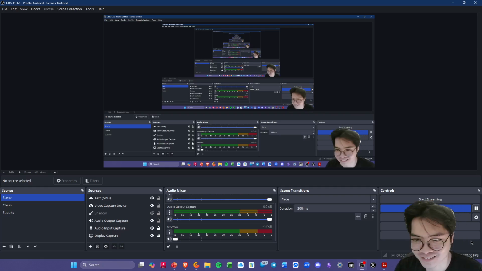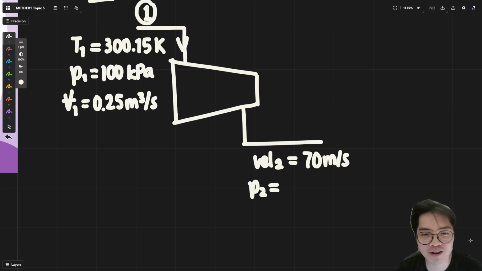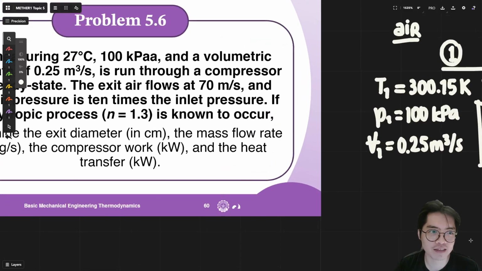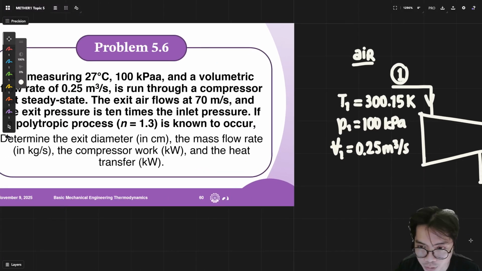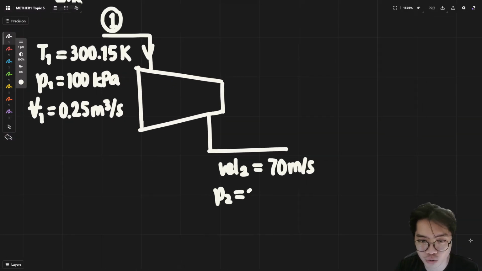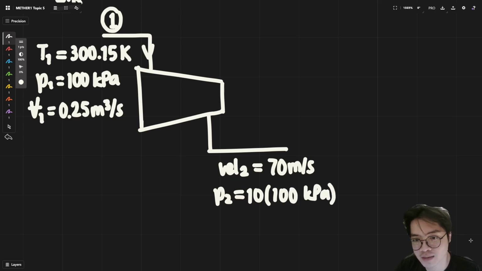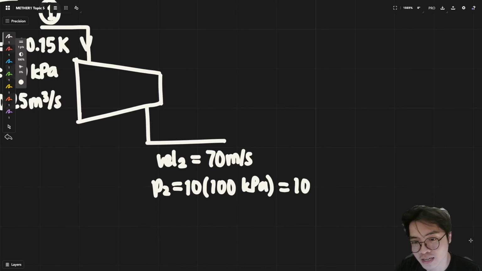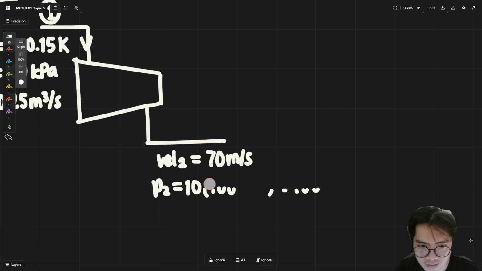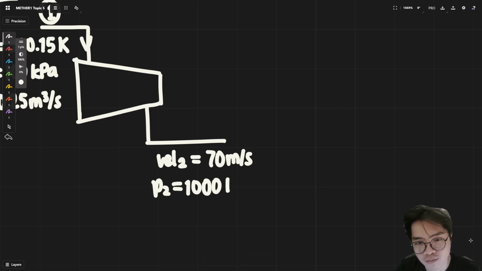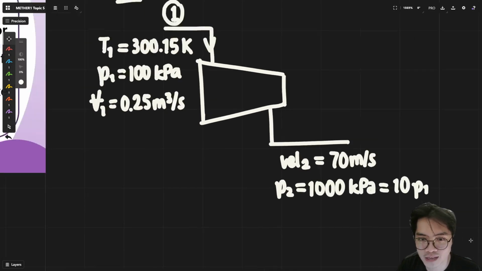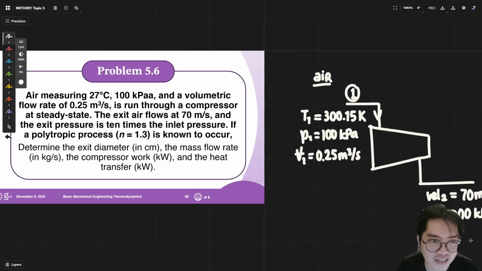Anyway, all right. Now we are at P2. There are two ways for us to take note of P2. They said that the exit pressure is 10 times the inlet pressure. Someone might just get the urge to do 10 times 100, right? They said mise en place. 10 times 100 kPa, that's going to be 1000 kPa. Yes, I understand that. But I'm also reserving the right to just spell it out as 10 times P1. What will that do? Maybe we'll just see it later.